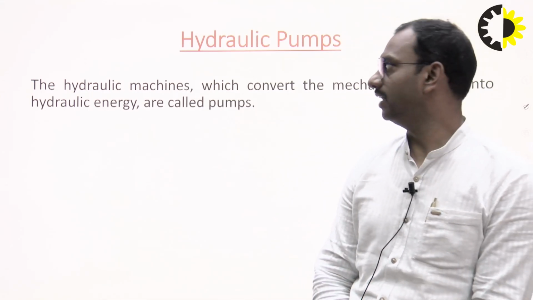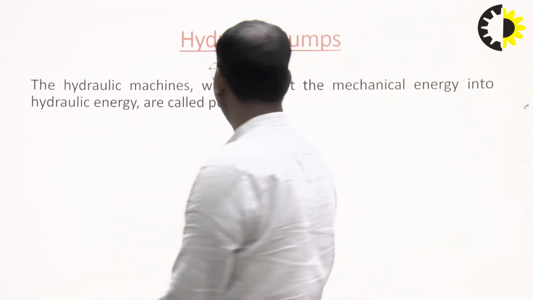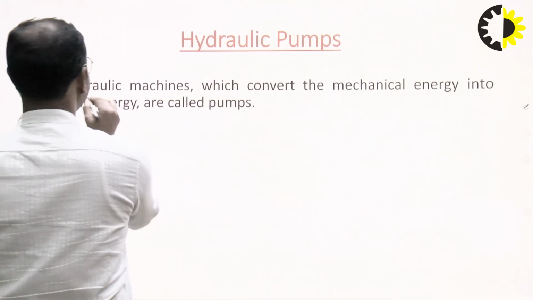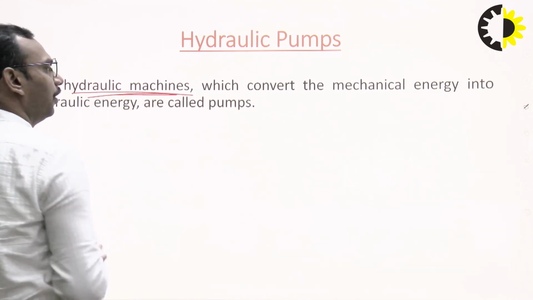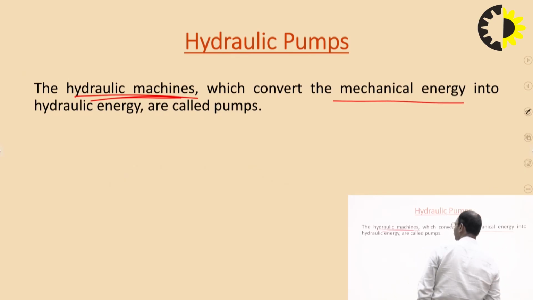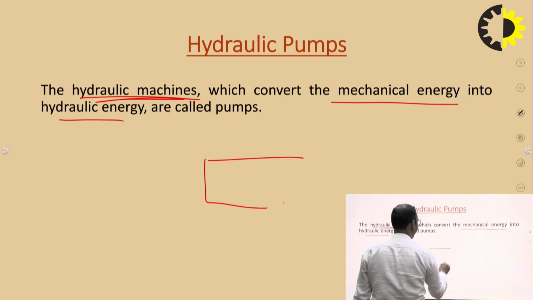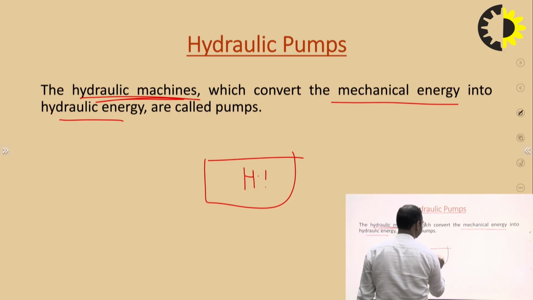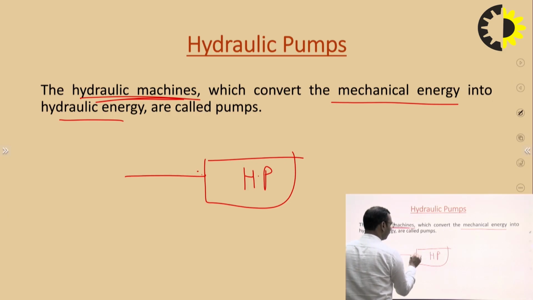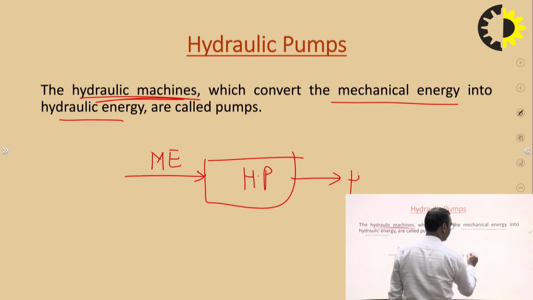So let's start. What is a hydraulic pump? Basically, a hydraulic pump is a hydraulic machine which converts mechanical energy into hydraulic energy. Means a hydraulic pump converts mechanical energy into hydraulic energy.